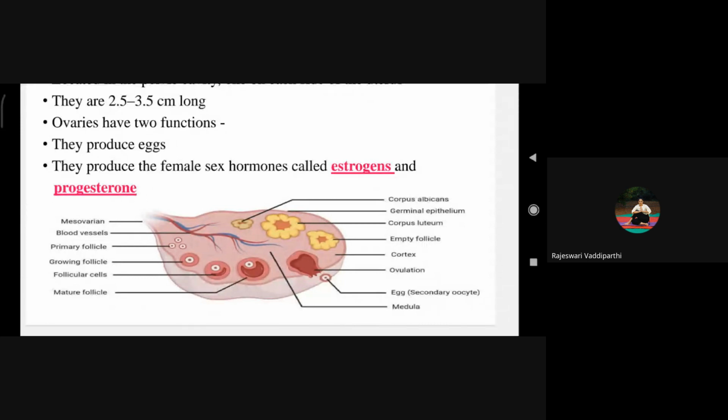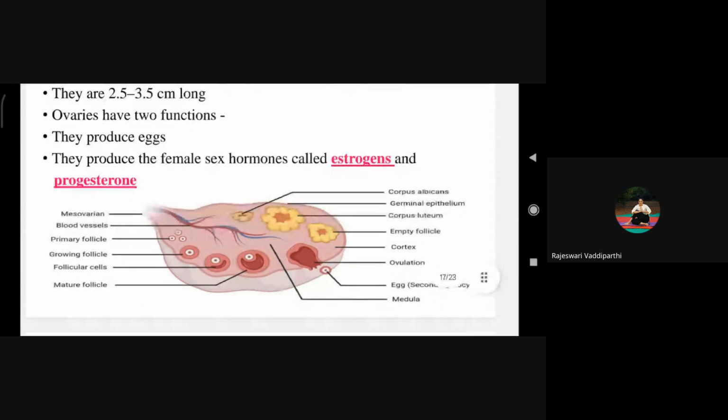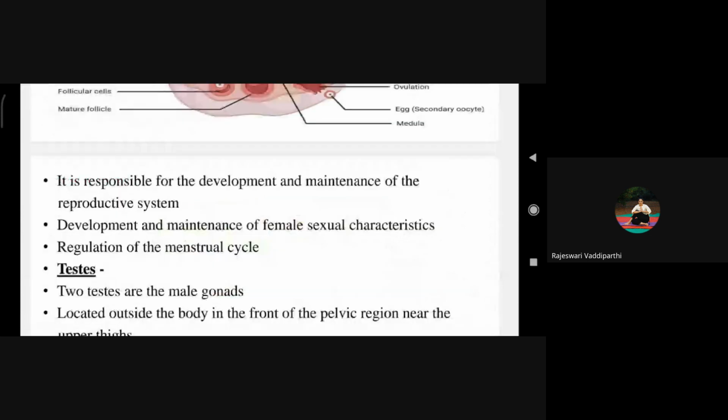It is responsible for developing the reproductive system, development and maintenance of sexual characteristics, and regulation of the menstrual cycle. So obviously the menstrual cycle will be regulated. The egg is produced by the ovary, it gets matured in the ovary and it comes to the uterus. We will get to know all these things in the reproductive system. If you know earlier, then it's well and good.